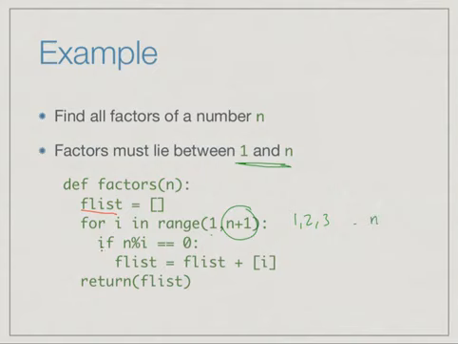And what we check is if there is no remainder when n is divided by i, then we add i to this list. And remember that plus for a list and for a sequence is concatenation. It actually adds a value to a list. And this allows us to return a new list. So at the end of this, we have computed all the factors of n and returned them as a list.